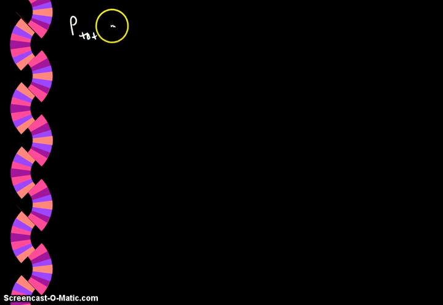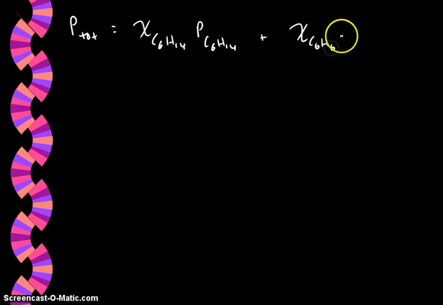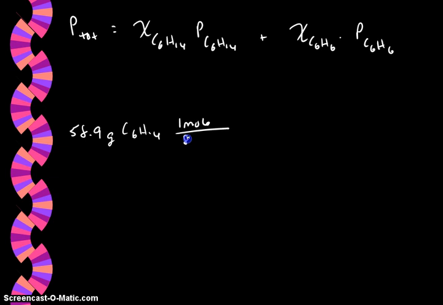The total vapor pressure will equal the mole fraction of our hexane times the vapor pressure of the pure hexane plus the mole fraction of our benzene times the vapor pressure of our pure benzene. So we're going to have to figure out what the mole fraction of our two components are first before we can do our problem, which means we have to convert grams to moles. So we've got 58.9 grams of C6H14. 1 mole is 86.2 grams. So that's going to give us 0.673 moles of hexane.